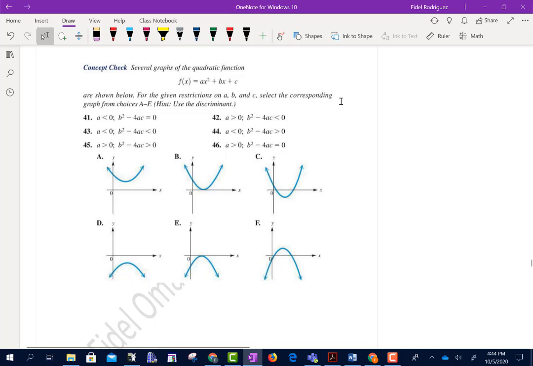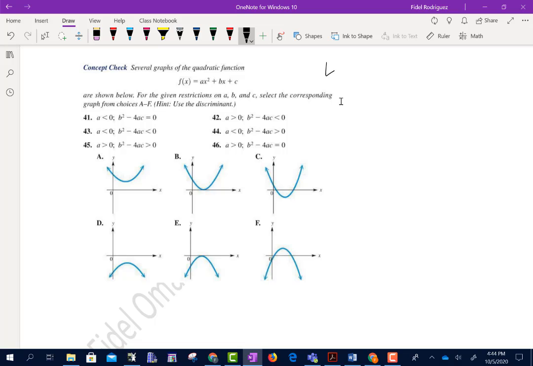All right. So let's go through, we got 6 little problems here. Let's see if we can figure them out. It says, several graphs of the quadratic equation f of x equals ax squared plus bx plus c are shown below. For the given restrictions on a, b, and c, select the corresponding graph from parts a through f. Okay, and it says, hint, use the discriminant.